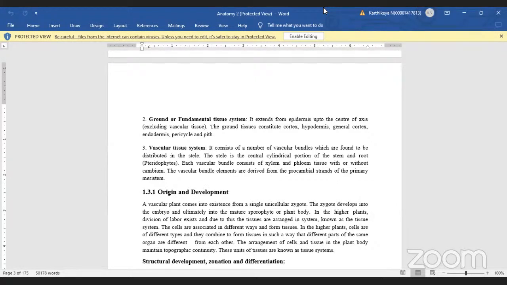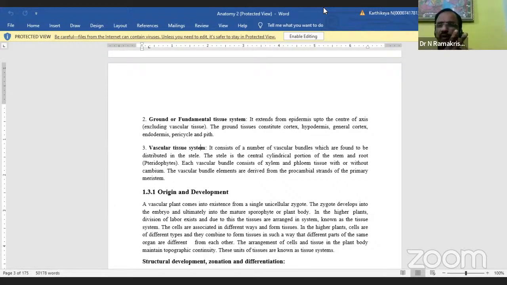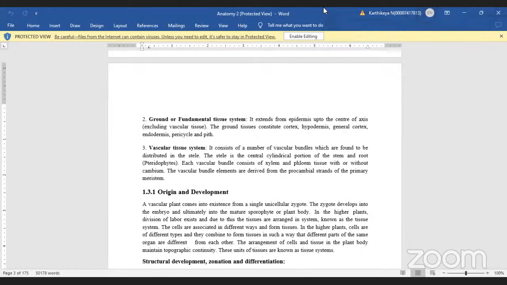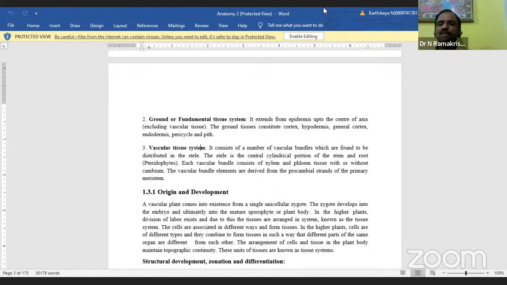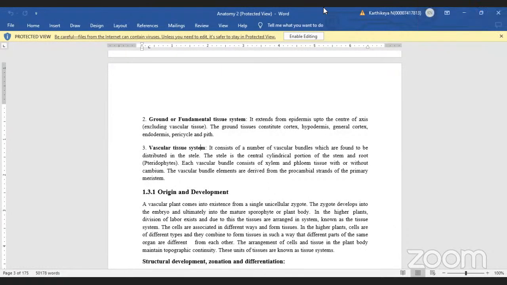So how many types of tissue systems are there? Three types. What is the first one? Epidermal tissue system, fundamental tissue system, vascular tissue system. How many are completed? Two are completed, sir. The first one is the epidermal tissue system, the epidermis. The second one is the fundamental tissue system. So we'll discuss the vascular tissue system in the next class.